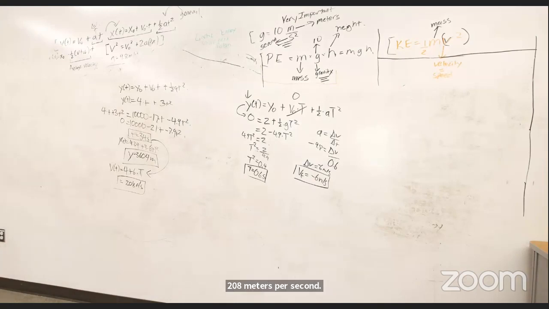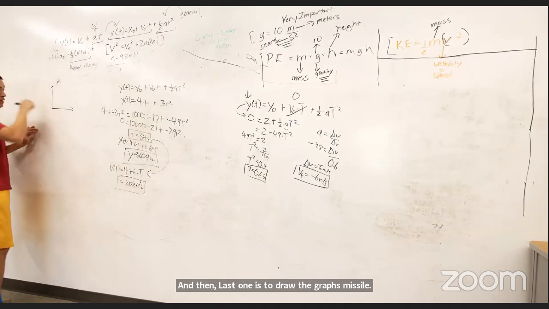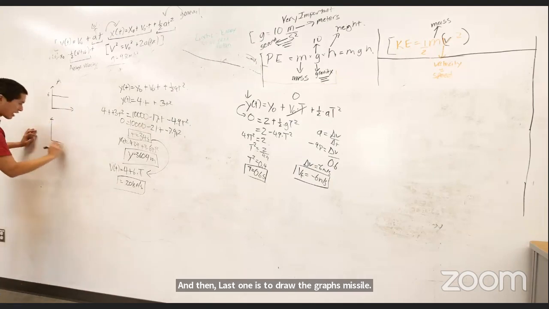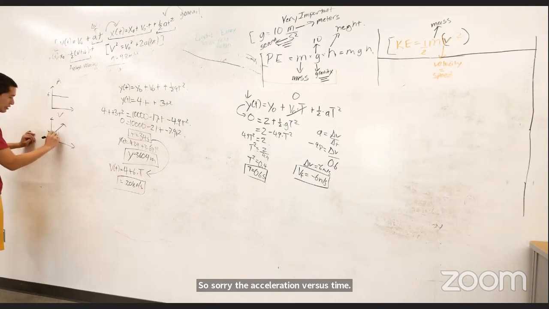And then last but not least, we draw the graphs for the missile: the position versus time graph for the missile. So let's start with acceleration versus time. The acceleration versus time is just going to be a constant positive 6. Velocity versus time is going to start off at 4. Because it's accelerating and getting faster, it's going to be a positive slope, and the slope is just going to be 6.